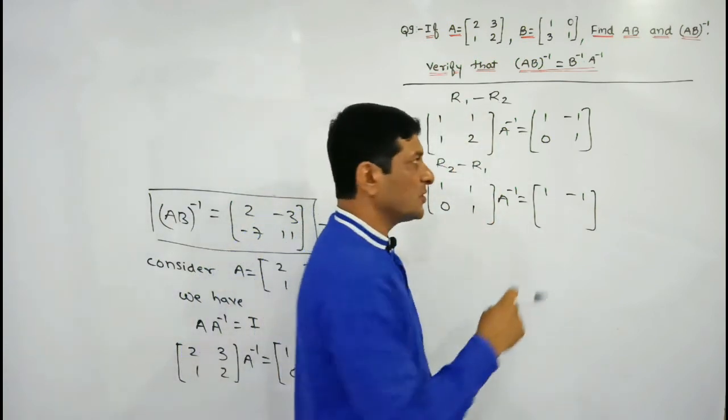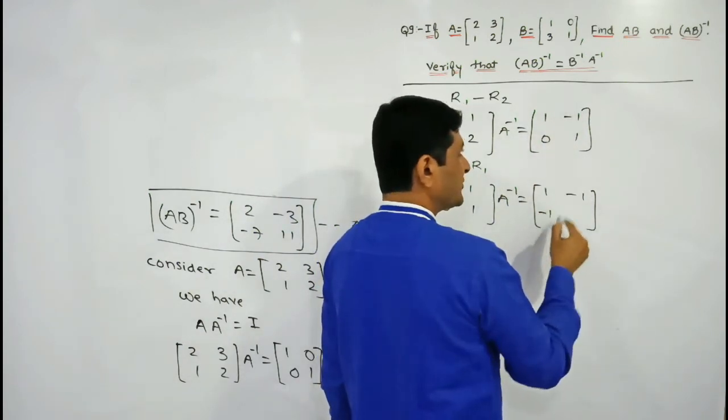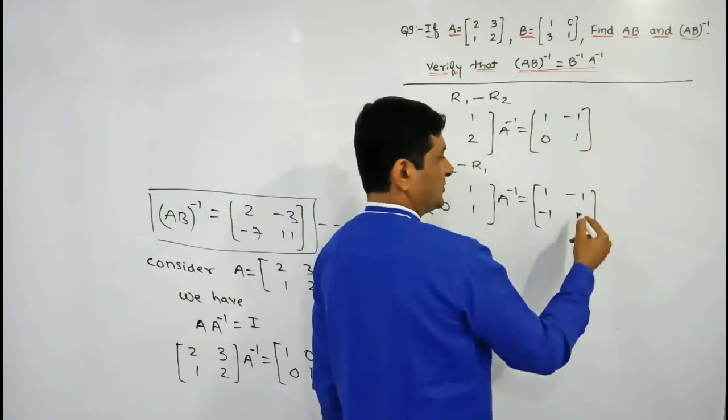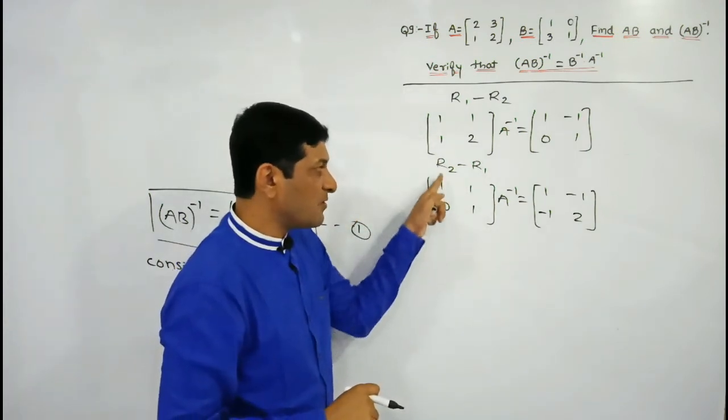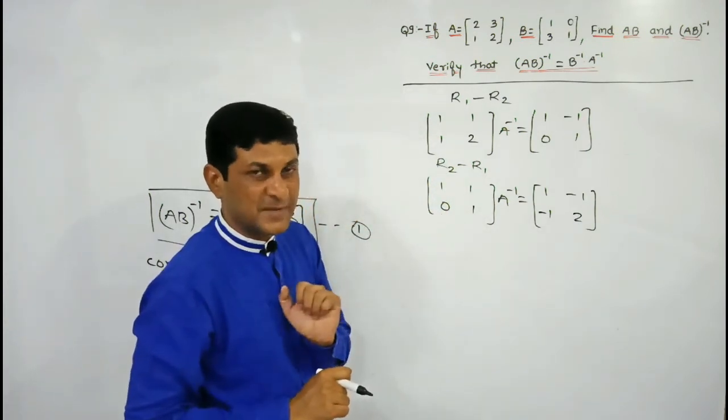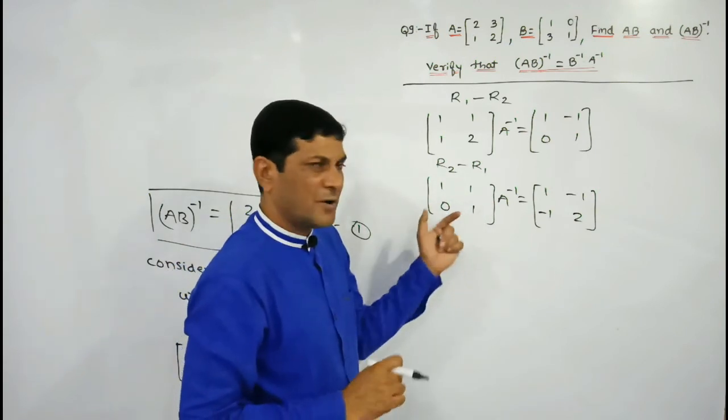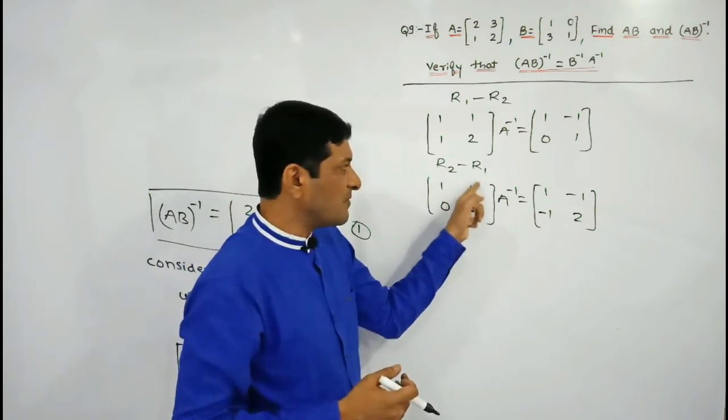Perform the same operation on this side. 0 minus 1 is minus 1, and 1 minus minus means plus 1. 1 plus 1 is what? 2. Now we have completed our first step. The second step is to get 1 here. Already 1 is there.